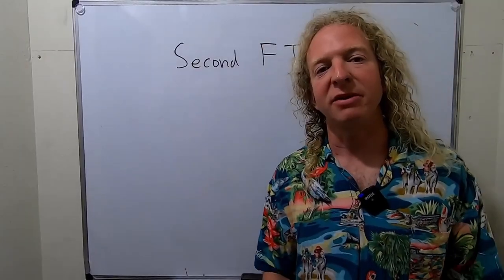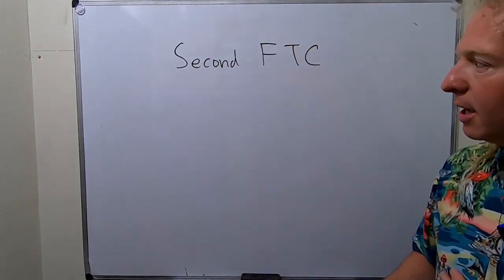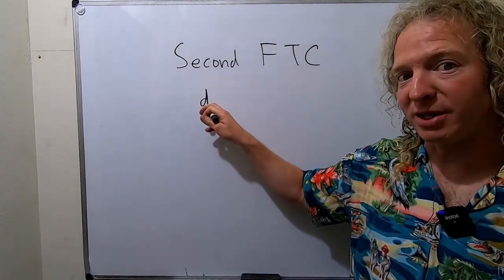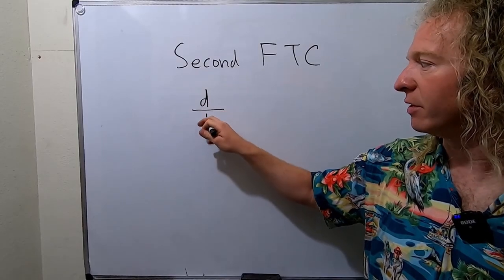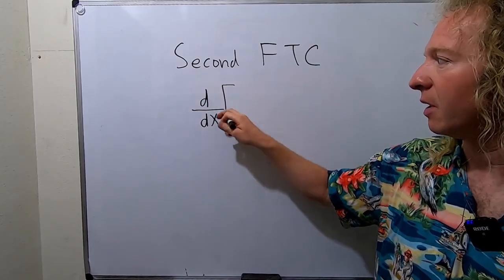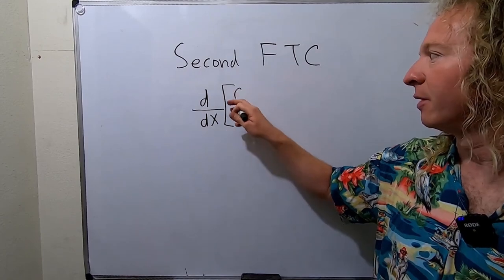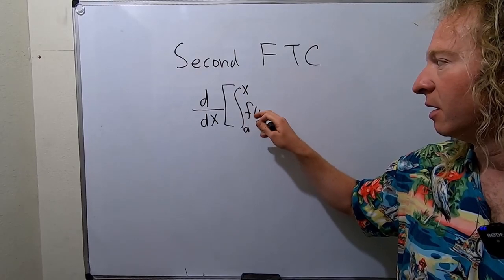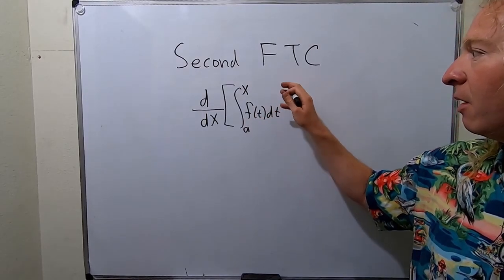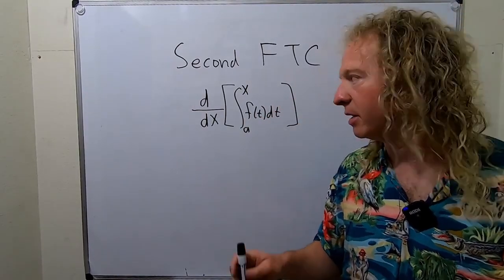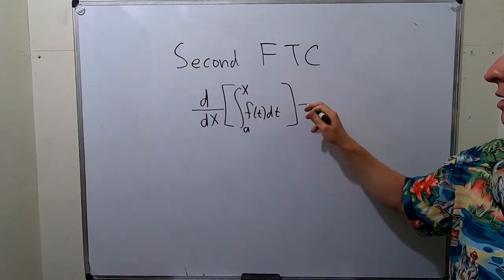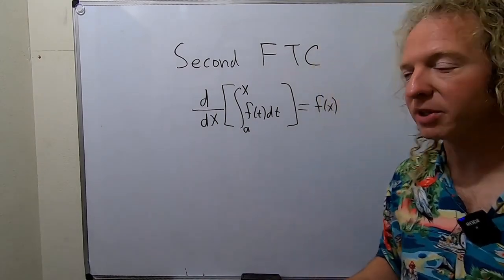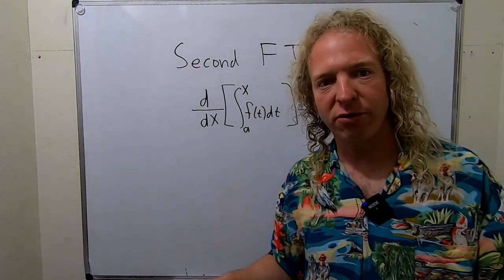In this video, I want to talk about the second fundamental theorem of calculus. It basically says if you have a continuous function, there is a formula you can use, and it's really easy. If you take the derivative with respect to x of the definite integral from a to x of f of t dt, all you have to do is put the x where the t is. So this is just f of x. Let's do a simple example right away, and then maybe we'll go through the proof.